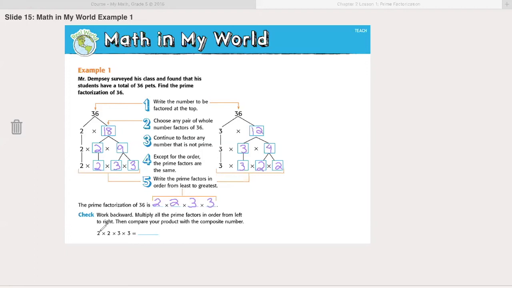Work backward. Multiply all the prime factors in order from left to right. Then compare your product with the composite number. Okay, so we're checking our work. 2 times 2 is 4. 4 times 3 is 12. 12 times 3 is 36.